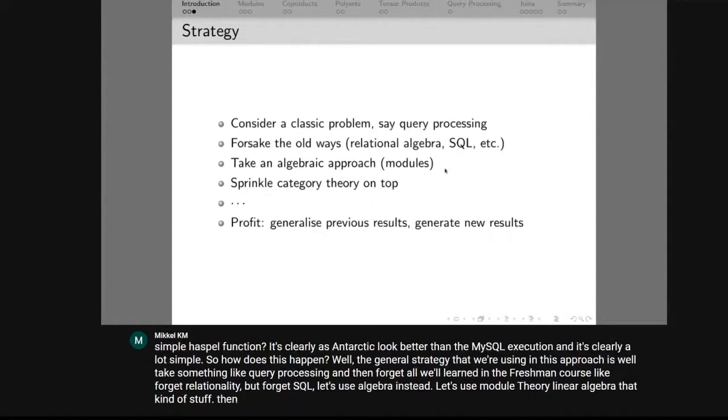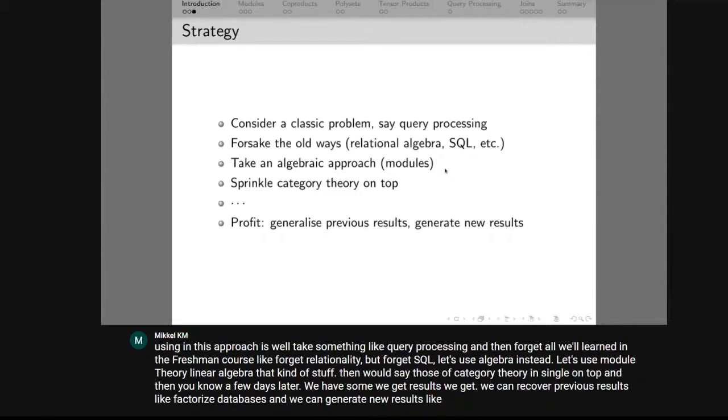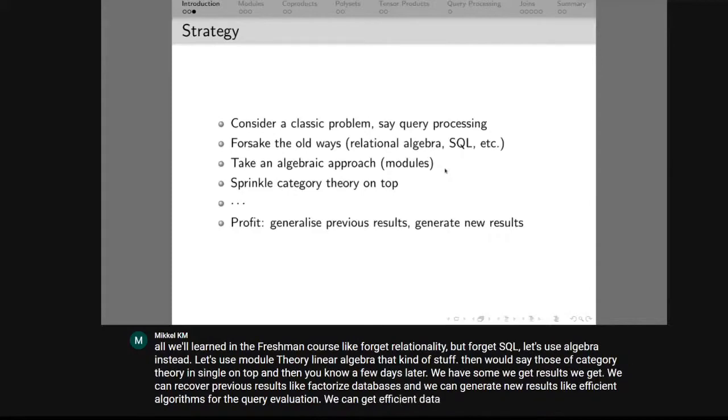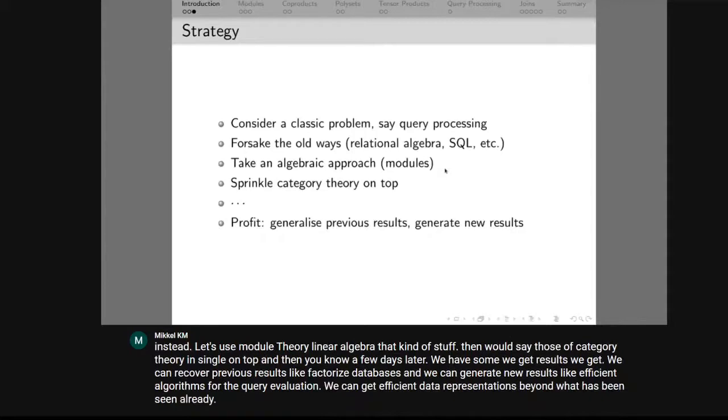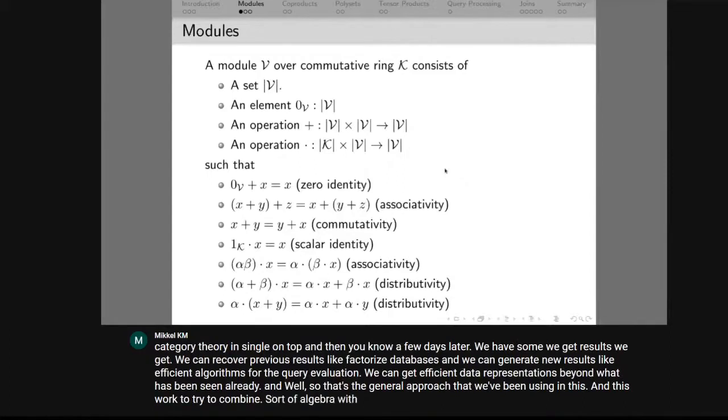Then we take a dose of category theory and sprinkle on top, and then a few days later we get results. We can recover previous results like factorized databases, and we can generate new results like efficient algorithms for query evaluation. We can get efficient data representations beyond what has been seen already. So that's the general approach that we've been using in this work to try to combine algebra with query processing. Okay, so let's get some basics out of the way.